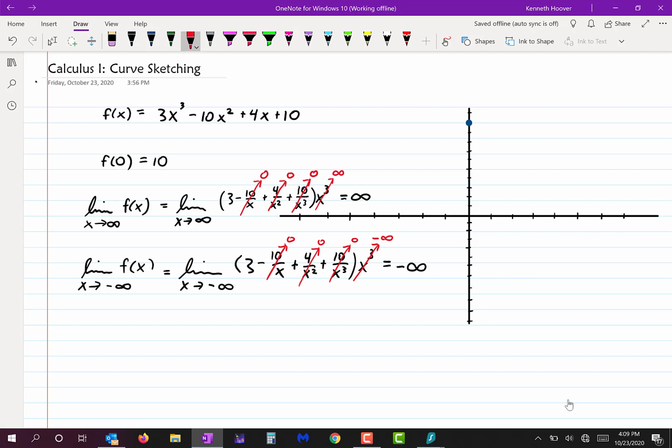Okay. Now let's find the derivative, because we're going to find the critical points next. So we'll find the derivative. That equals 9x squared minus 20x plus 4. Is there anywhere that that is undefined? No. Is there anywhere that that might equal 0? Yes, possibly. Let's figure that out.